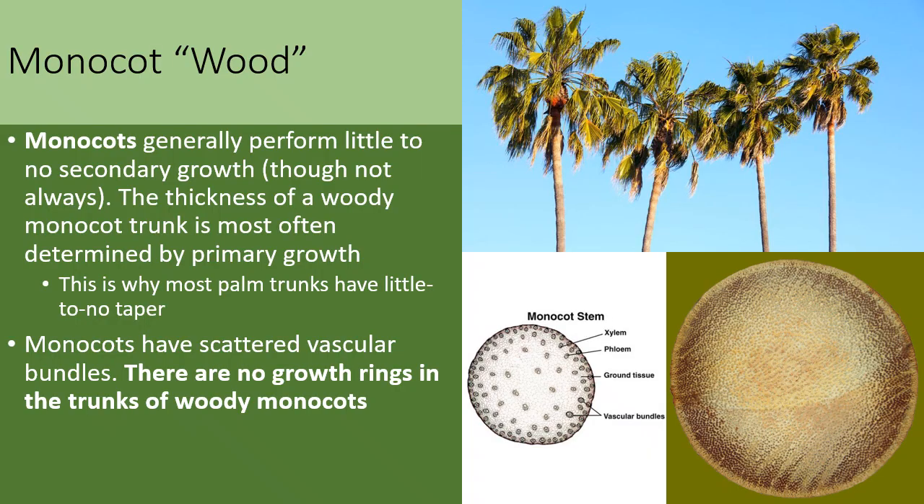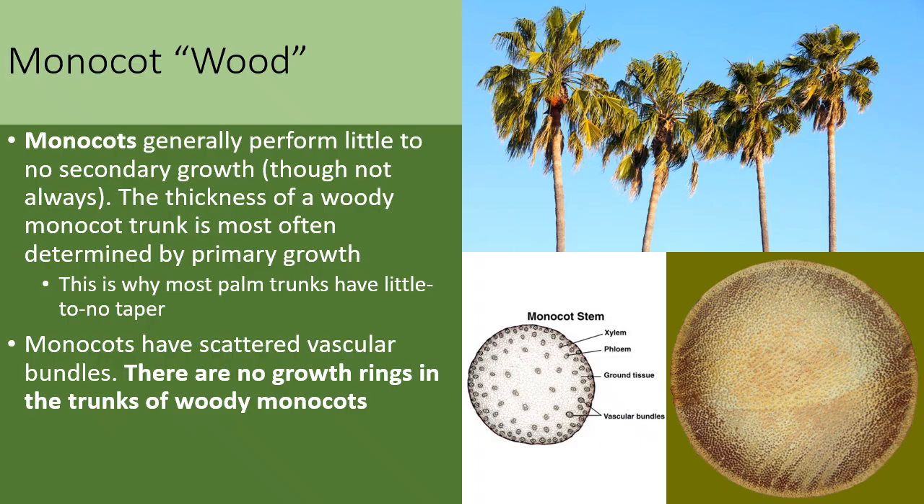Another feature of monocots: when we look at herbaceous monocots, we see that the vascular bundles are arranged in a scattered pattern throughout the stem. And that's also true of our woody monocots. The vascular bundles are scattered throughout the stem, which means there are no growth rings. If you cut down a palm that is 50 years old, you would have to have a record of when it was planted because the trunk won't tell you. You cut it open, no growth rings. So something to be aware of.